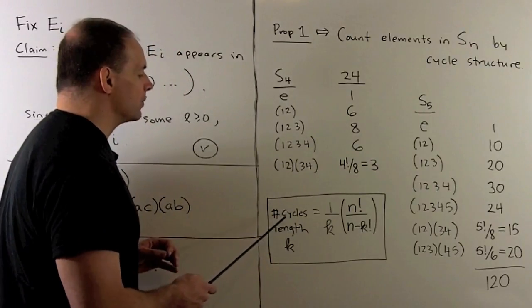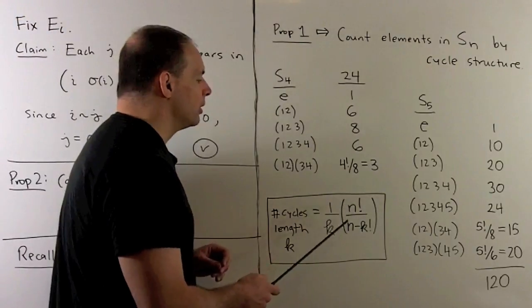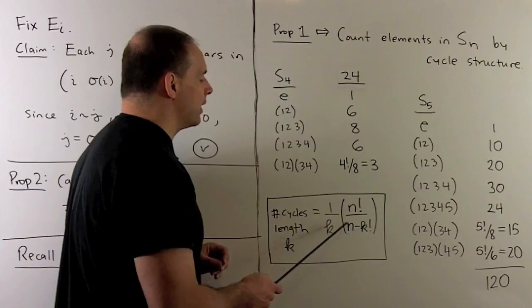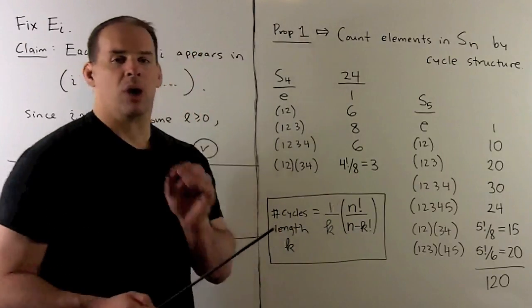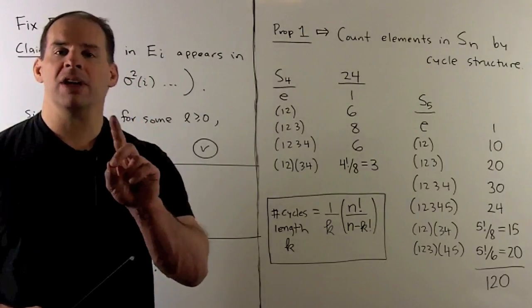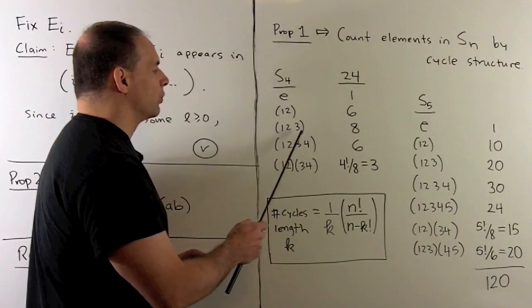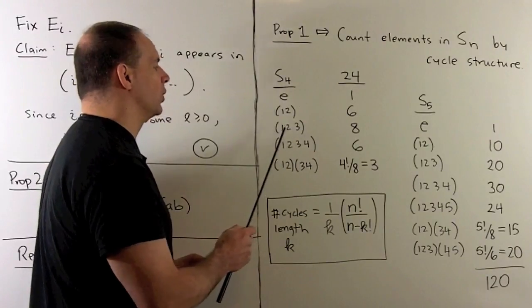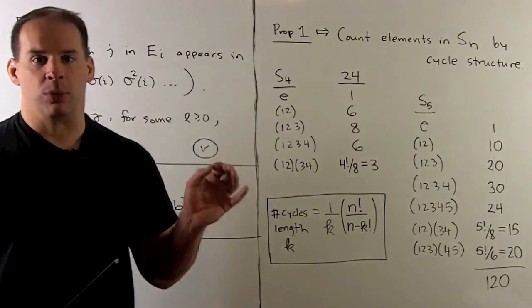So the number of cycles of length k, we take n factorial, divide by n minus k factorial, and then divide by k. So the idea is if I have a cycle, well, when I write it down one way, I'm going to have other ways just by shifting the elements. So 1, 2, 3 is the same as 2, 3, 1 is the same as 3, 1, 2. Now, we just do the count straightforward though.